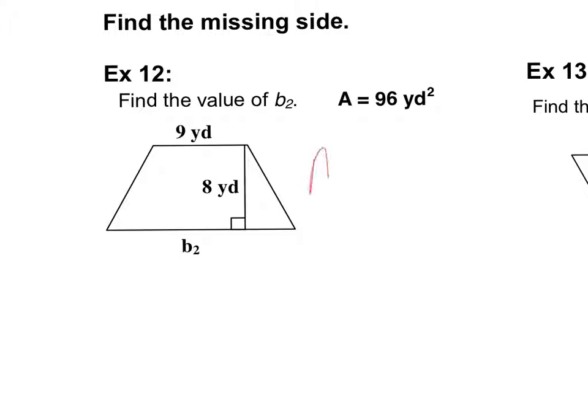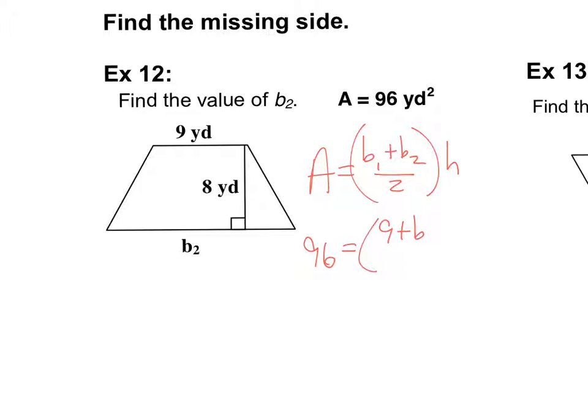So the formula is area equals (B1 plus B2) divided by 2 times the height. Well, let's plug in what we know. We know that the area is 96. We know that one of the bases is 9. We know the other base we don't know. And we know the height is 8. We need to solve this crazy algebra problem. So here's my suggestion. You should get rid of the 8 first and see what happens. I bet you the problem will look a little bit easier. So if we divide by 8, you should get 12 equals (9 plus B2) divided by 2.